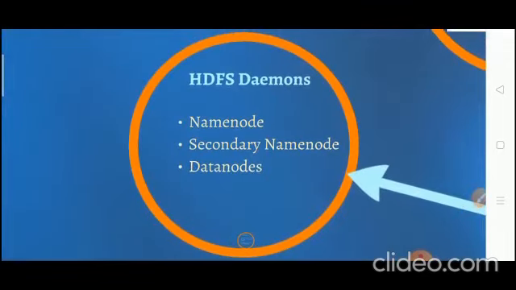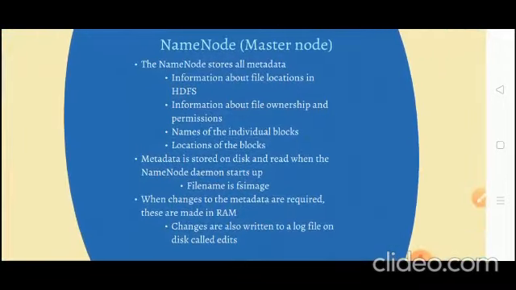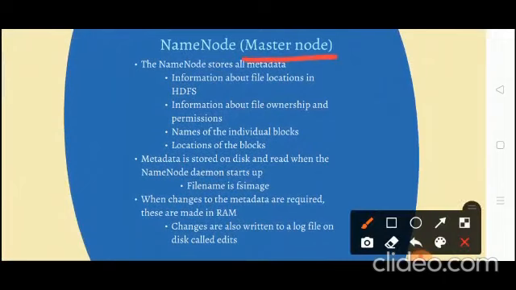Now regarding HDFS, where we have seen about the name node, we can also focus on the details of the name node. Name node is also known as the master node. It contains information about file location. It also contains the information about ownership of the file. It also contains the individual blocks and the location of each and every block. A block is ultimately a chunk in our case. Metadata is stored on the disk and read when the name node daemon starts.